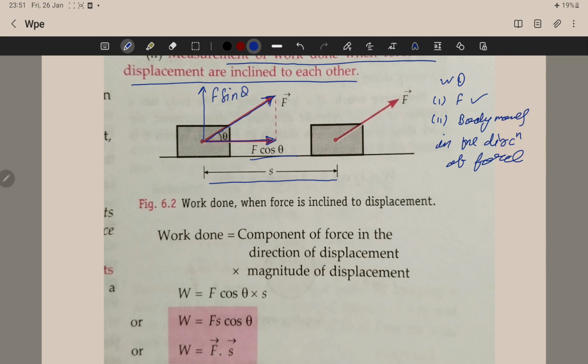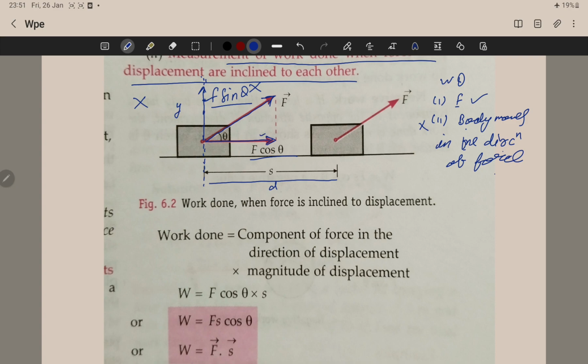But F sin theta is in the y direction, and there is no movement of the body in the y direction. So because of this component, there is no work done, because for work done two conditions must be met. First is force: force is here, so the first condition is satisfied. The second is that the body moves in the direction of force. But here its direction is y, either positive or negative, while the body moves in the x direction. So it doesn't satisfy the second condition.